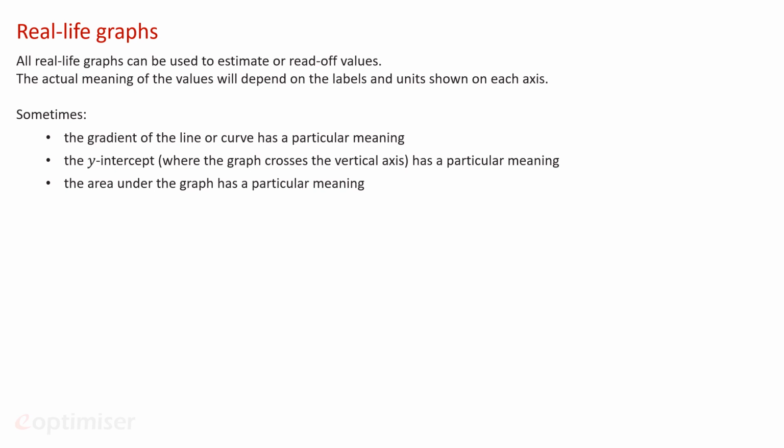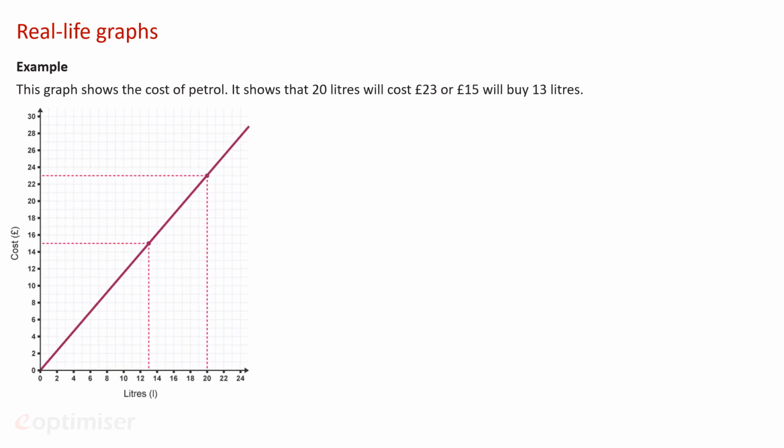So normally you draw the graphs for some functions. Then using that graph you can find the values. So the graph is a given. The graph is given and it's telling you can buy 20 liters of petrol for 23 pounds, or 15 pounds can buy 13 liters. By looking at this one, you can find other information.